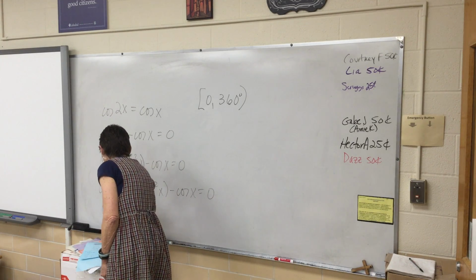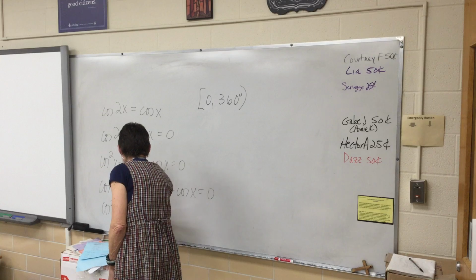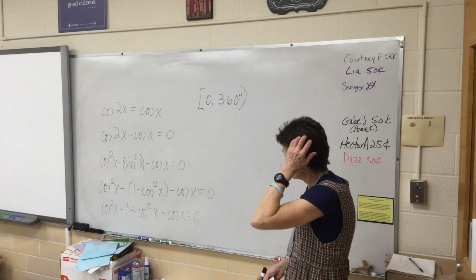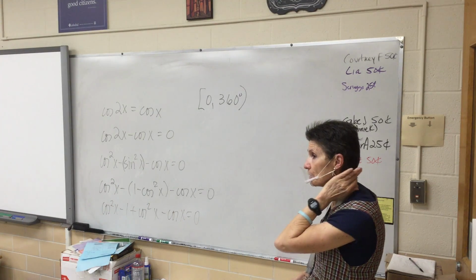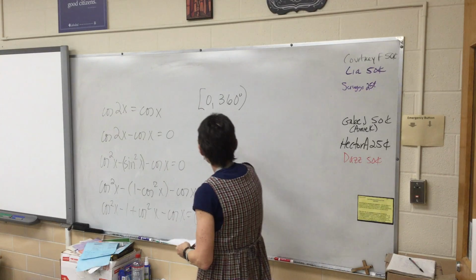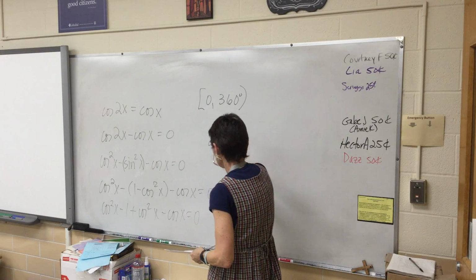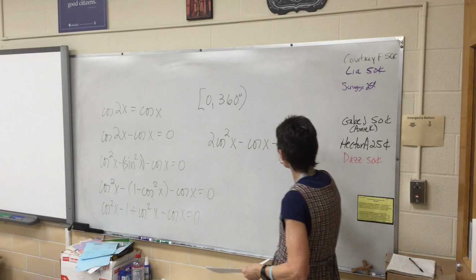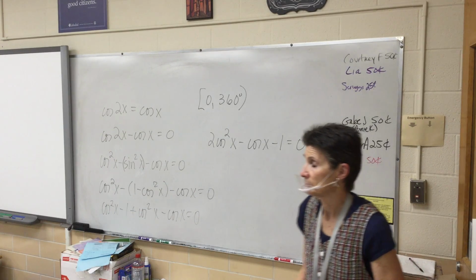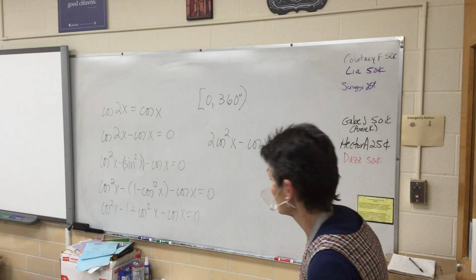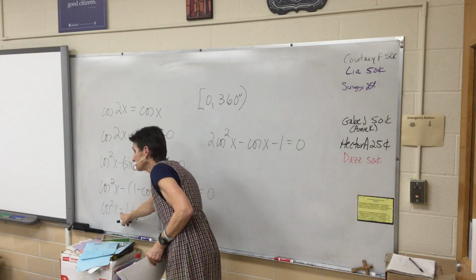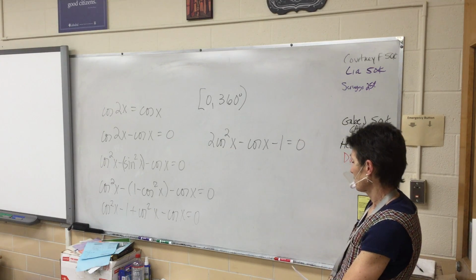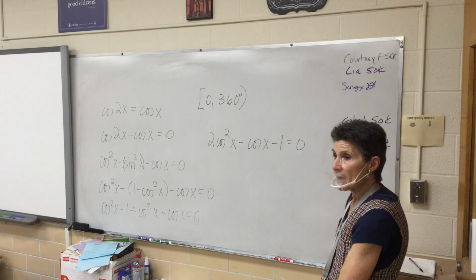So we have cosine squared minus 1 plus cosine squared minus cosine equals 0. Well, that's a real mess. Is there any cleaning up we can do? So 2 cosine squareds, and I'll just say minus cosine minus 1. What about that?